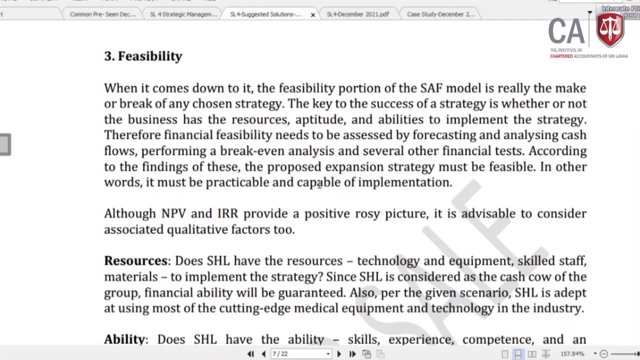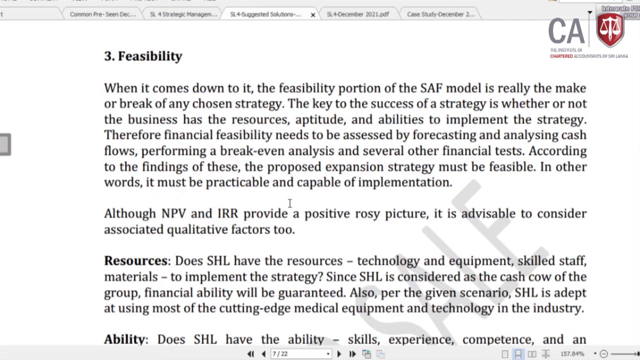When it comes down to it, the feasibility portion of the SAP model is really the make or break of any chosen strategy. The key to the success of the strategy is whether or not the business has the resources, aptitude and ability to implement the strategy. Therefore, financial feasibility needs to be assessed by forecasting and analyzing cash flows, performing a break-even analysis, and several other financial tests. According to the findings of these, the proposed expansion strategy must be feasible. In other words, it must be practicable and capable of implementation. This is the theory part now.